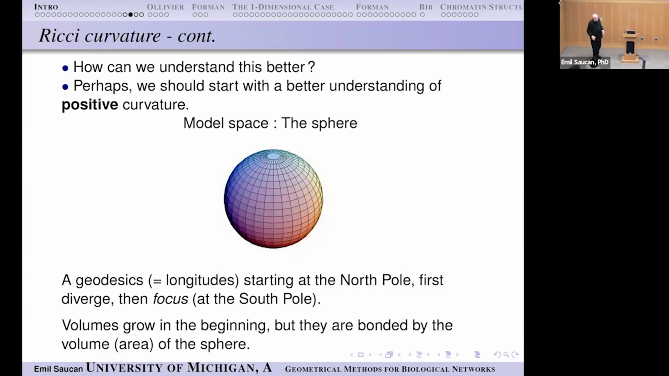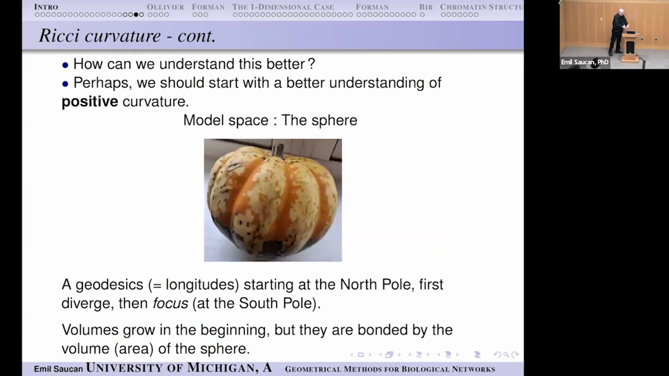And also, areas and volumes grow a bit, and then you cannot grow over the volume of the sphere, of the ball. Okay, and this is how it looks in an algorithm. You see the geodesics of the units.